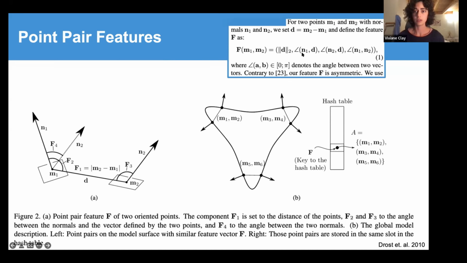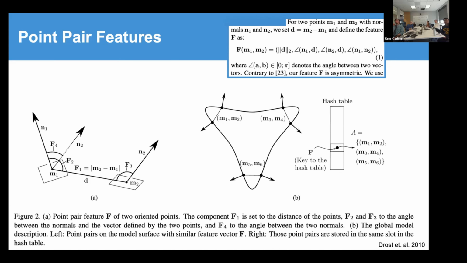The first angle is the angle between the normal of the first point and the displacement between the 2 points. So it's this angle here. I hope you can see my mouse. The second angle is the angle between the normal of the second point and this displacement between the 2 points. And the third angle is the angle between the 2 normals. Those 4 numbers basically denote the feature between those 2 points in space. My intuition said that the third angle is determined by the first 2 angles, but apparently not.